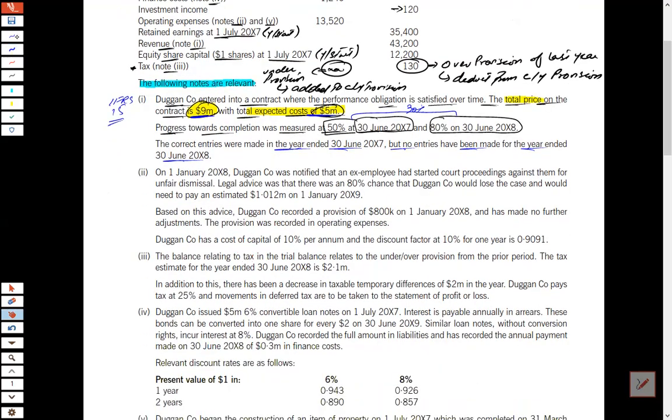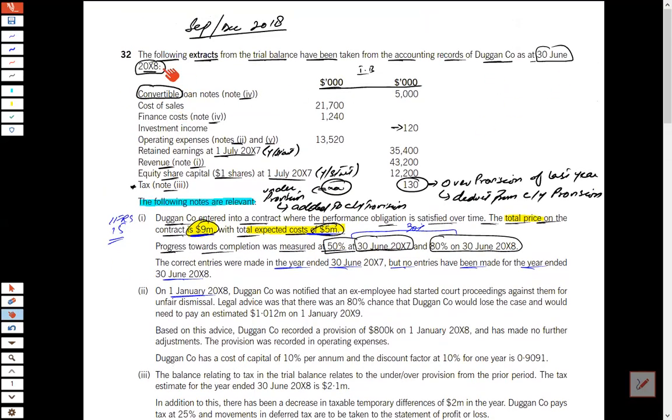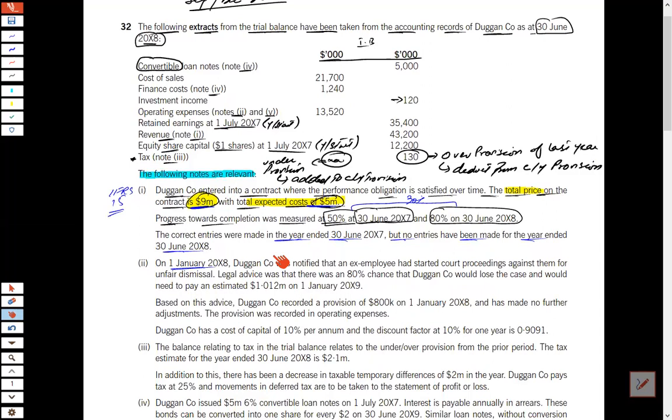What's included in note 2? On 1st Jan 2008, by the way, the year end date is 30th June 2008. Dates are very, very much important. 1st Jan 2008 is 6 months before the accounting period end date, 30th June 2008. And on 1st Jan 2008, what happened?